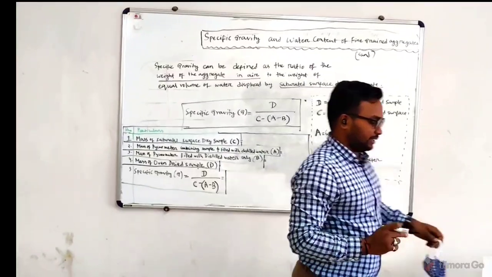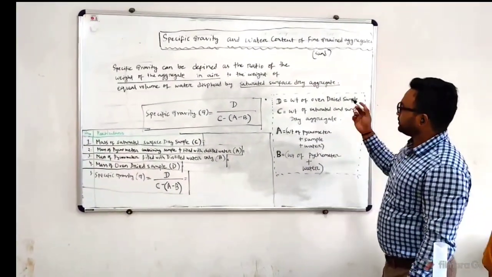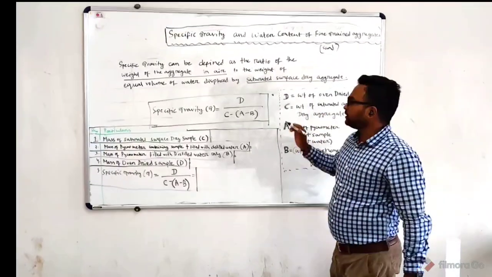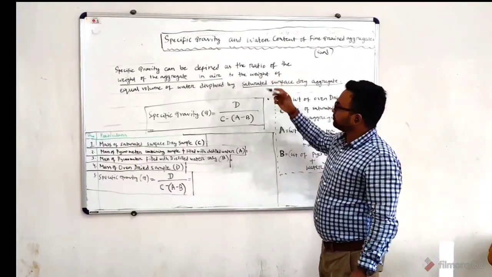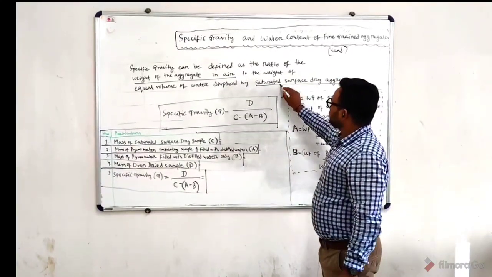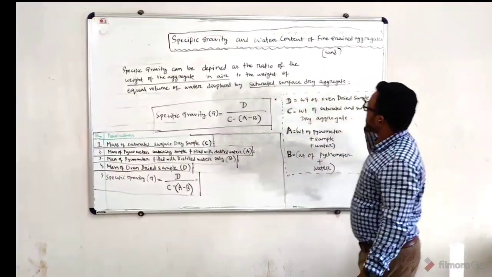saturated surface dry aggregate. So what is saturated surface? The denominator weight is weight of water. Remember this. Denominator weight is weight of water. Numerator weight is weight of soil sample. Important term is saturated surface dry aggregate.